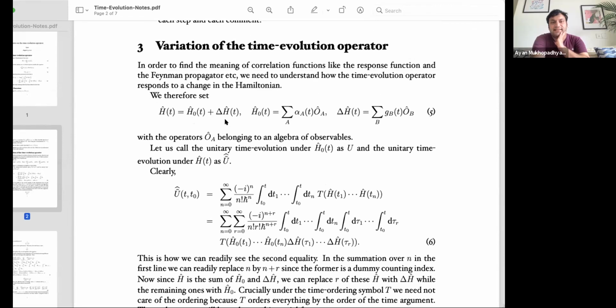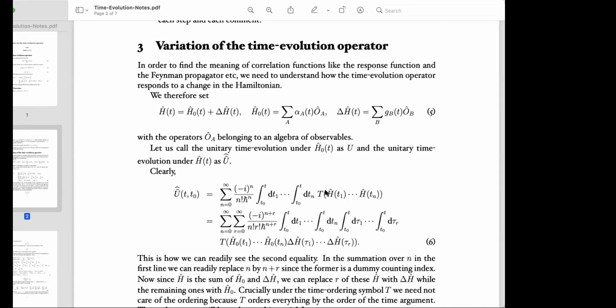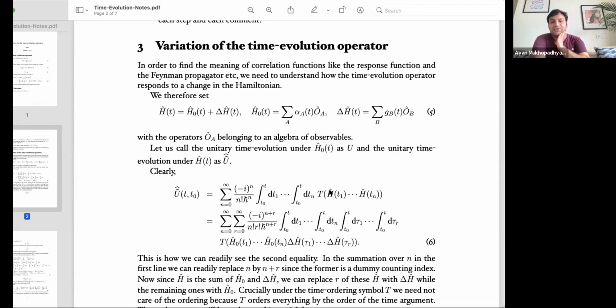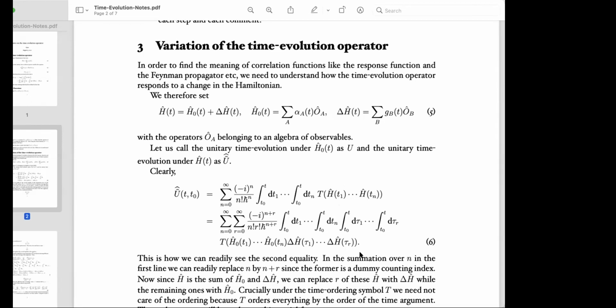Of course, H naught and delta H are both there. When I take H plus delta H to the power n, sorry, it's not to the power n, you can think of each of them as H, so each is H naught plus delta H. Now I get to choose either H naught or delta H from each factor and open it up, right? Yes. Now, when I open it up, then I have to do a factorial.